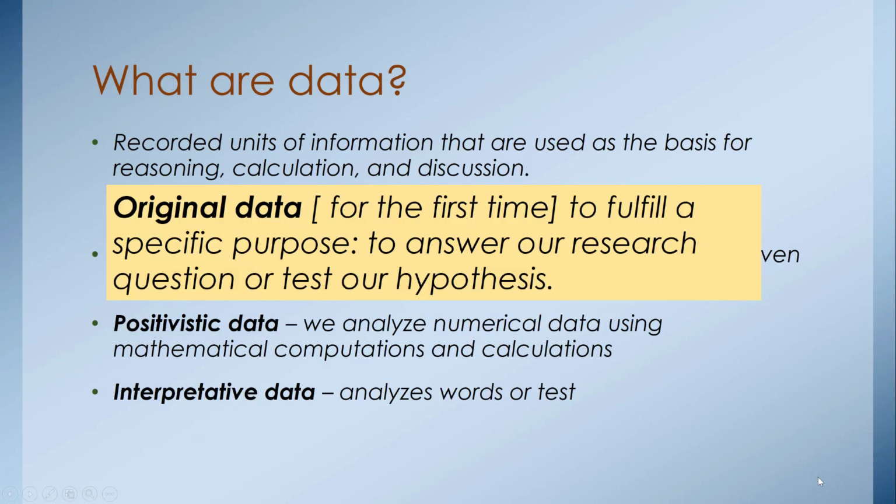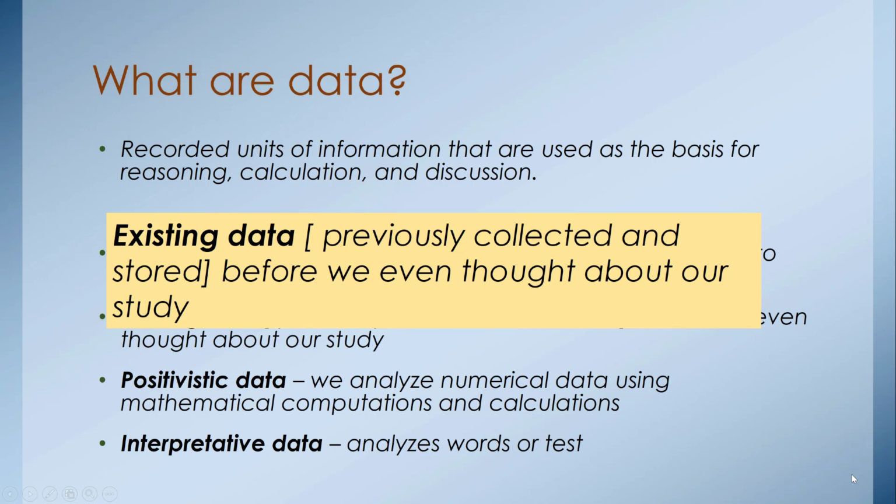Original data is data that we collect for the first time to answer our research question. It's done to fill a specific purpose as outlined in our research question or stated in our hypothesis. It's the first time these units of information have been recorded to answer our specific research question. Existing data is when we use data that was previously collected and recorded for another purpose, even before we thought about our study. But it's out there, it exists, and in some instances we could technically use it to answer our research question. We just have to realize it was collected and stored for a different reason, and we're going to use it to answer a new research question.